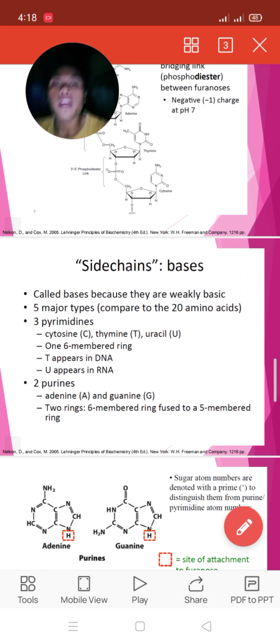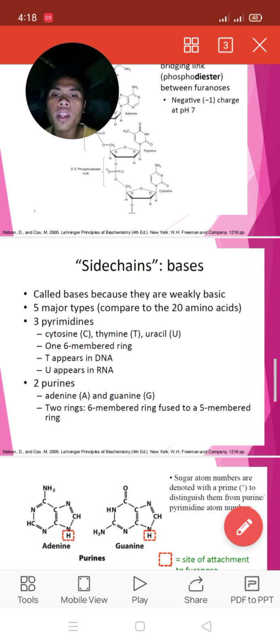So now I am going to report the side chain bases for the nucleic acid, which is the continuation of the report of Mr. Joyre Bituonon. So when we say side chain bases, they are usually called bases because they are weakly basic.